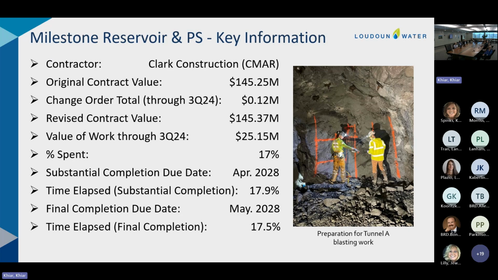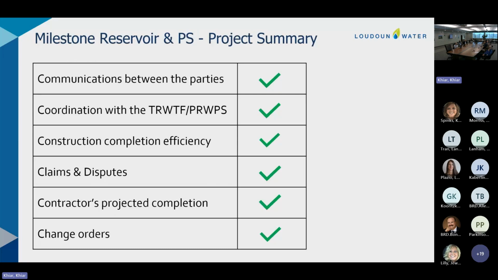And we've had one change order so far through the end of the third quarter of 2024 to address some subsurface conditions that we found during that excavation period. And it was about $120,000 there. The picture shows a typical blasting preparation phase scenario. We'll get into more of the tunneling in a second after this slide.